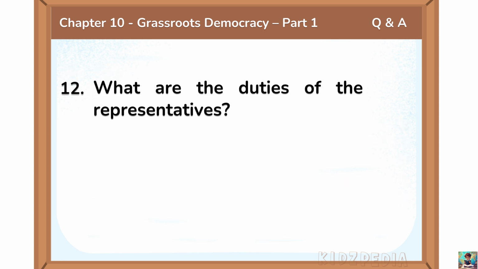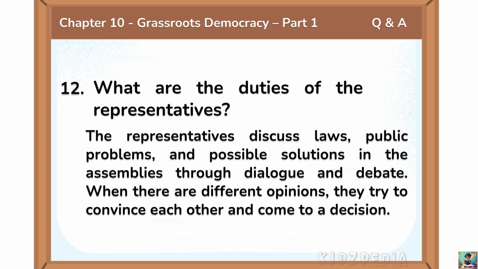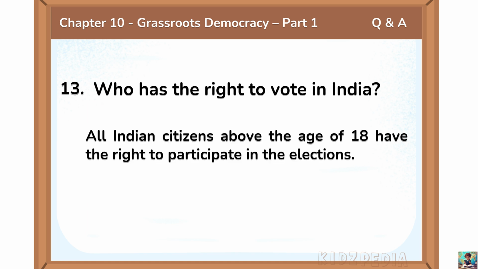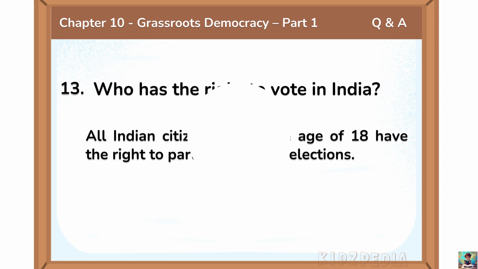What are the duties of the representatives? The representatives discuss laws, public problems, and possible solutions in the assemblies through dialogue and debate. When there are different opinions, they try to convince each other and come to a decision. Who has the right to vote in India? All Indian citizens above the age of 18 have the right to participate in the elections.